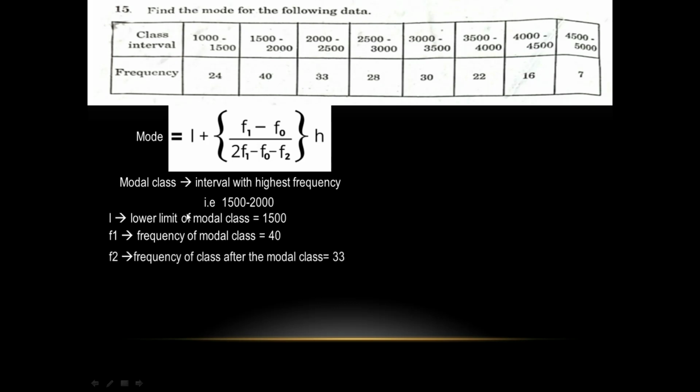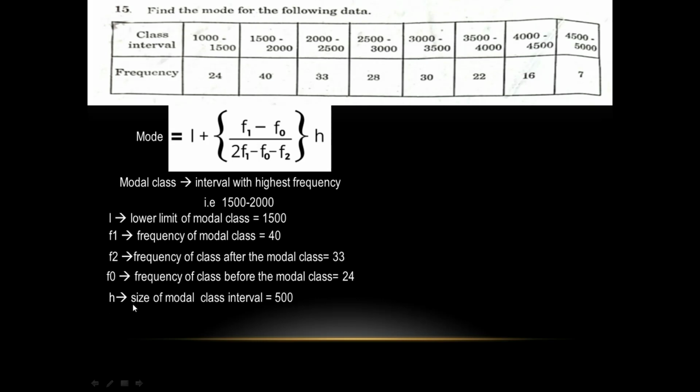Then F2 means frequency of class after the modal class. So this is the modal class, and after the modal class means this one, right side of the modal class. After the modal class, the frequency is 33. So F2 is equal to 33. Then F0 means frequency of class before the modal class. Before the modal class is this one. So the frequency is here 24. So F0 is equal to 24.